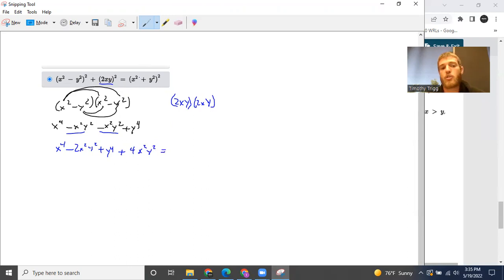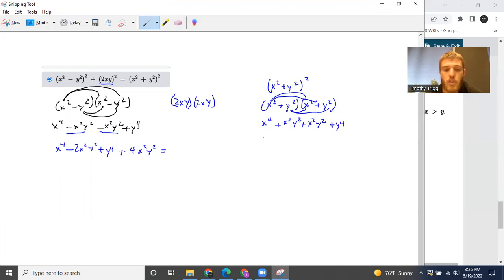Then we're going to do this x squared plus y squared, squared. So that gives me x squared plus y squared times itself. So times another x squared plus y squared, which gives us x to the 4th plus x squared y squared plus another x squared y squared plus a y to the fourth.